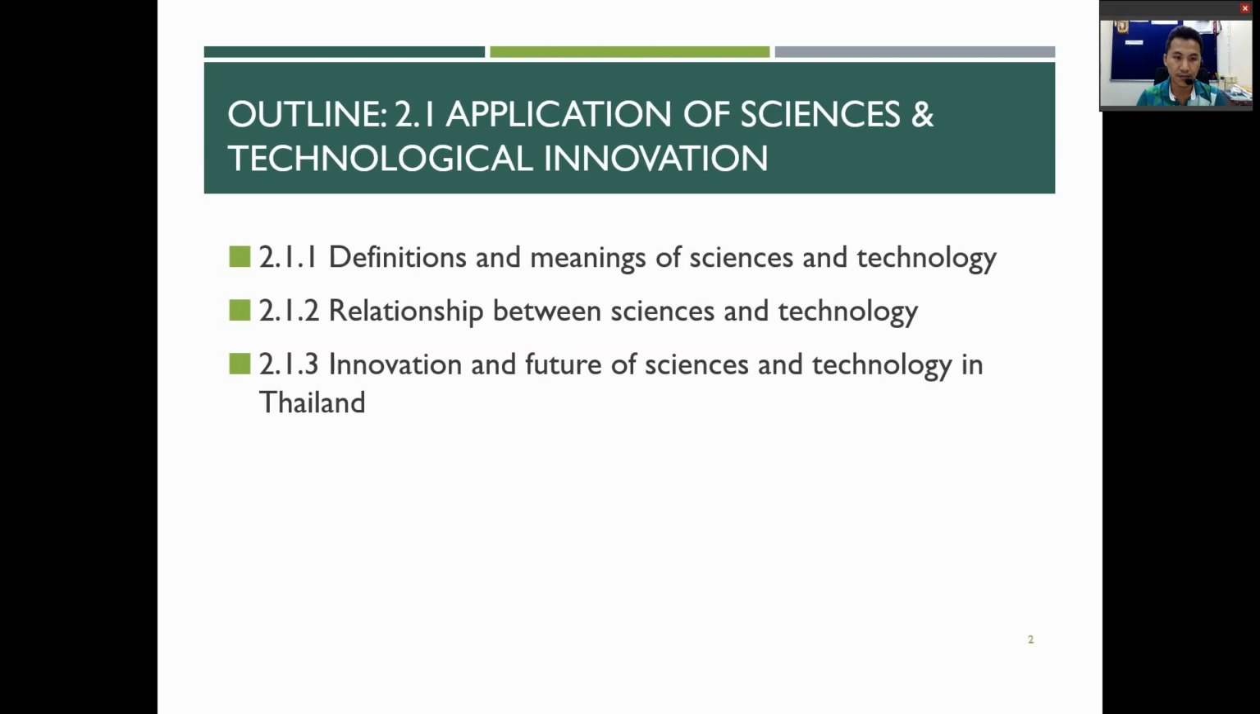The specific items will be some of the definitions and meanings of science and technology. And the second one is the relationship between science and technology. I just want to make sure that you understand the boundary between these two words and all the relevant stuff that might be misleading sometimes, and we're going to learn according to the different meanings and criteria for these two words. And the last one is going to be innovation of the future of science and technology, especially in Thailand.